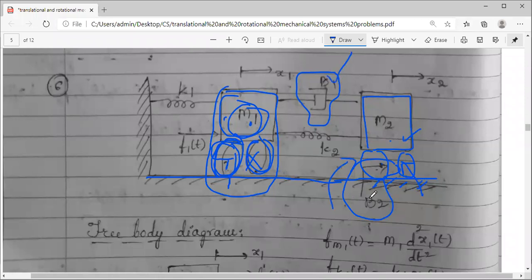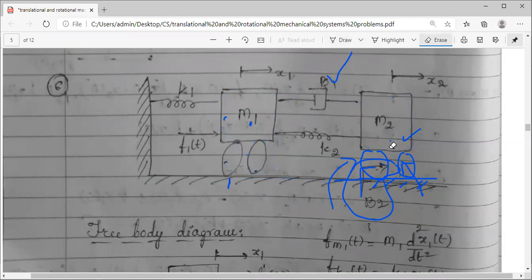B1 is there, and you have to consider one more additional friction, B2, even though the figure does not show a damper element connected. That is the difference between the earlier problems and this problem. If rollers are there, there is no need to consider the friction, because the mass will not experience that friction; the rollers will experience it.